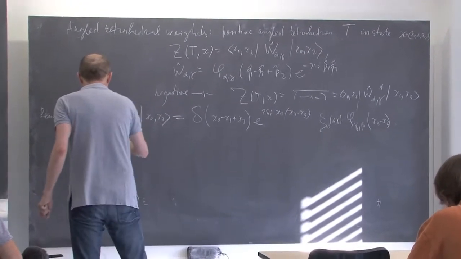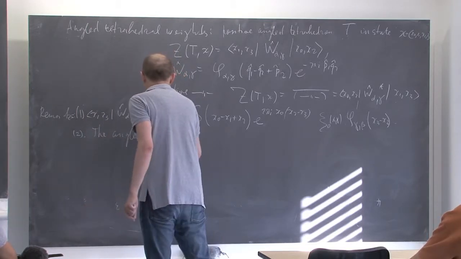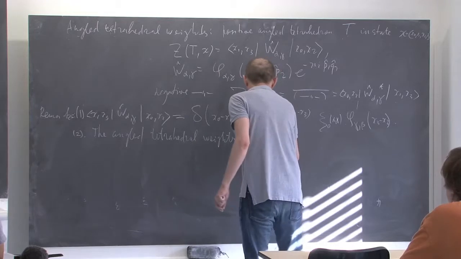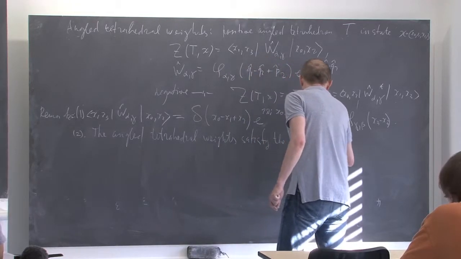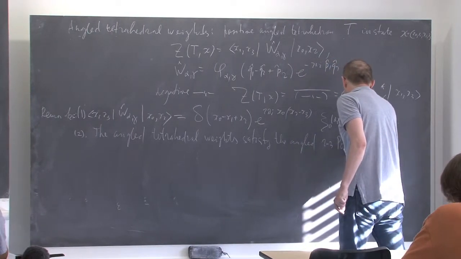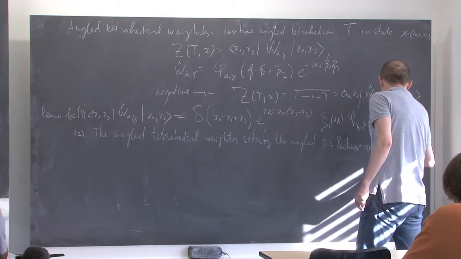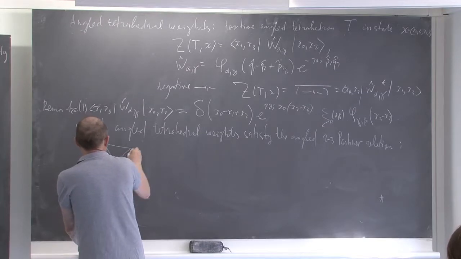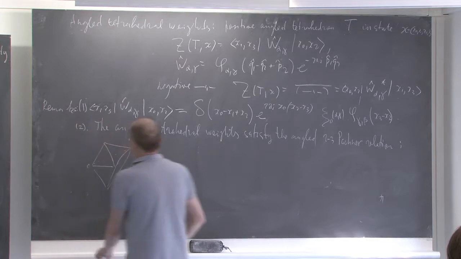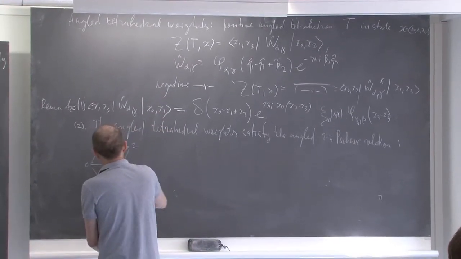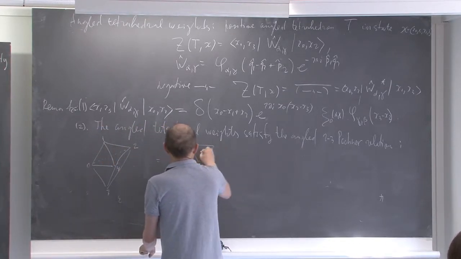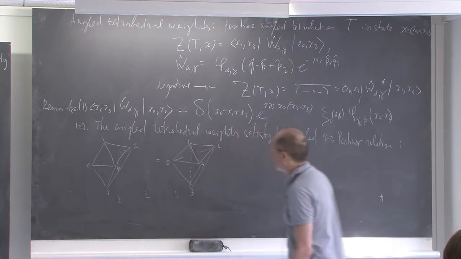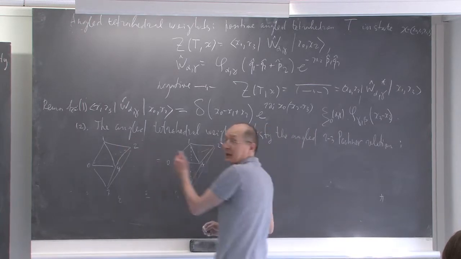Second remark, the angled tetrahedral weights satisfy the angled 2-3 Pachner relation. And what is it? So we just draw, as we did last time, a picture for Pachner moves, enumerated in a specific way, 0, 1, 2, 3, 4. You can put also arrows. And we have, but everything now is angled, right?